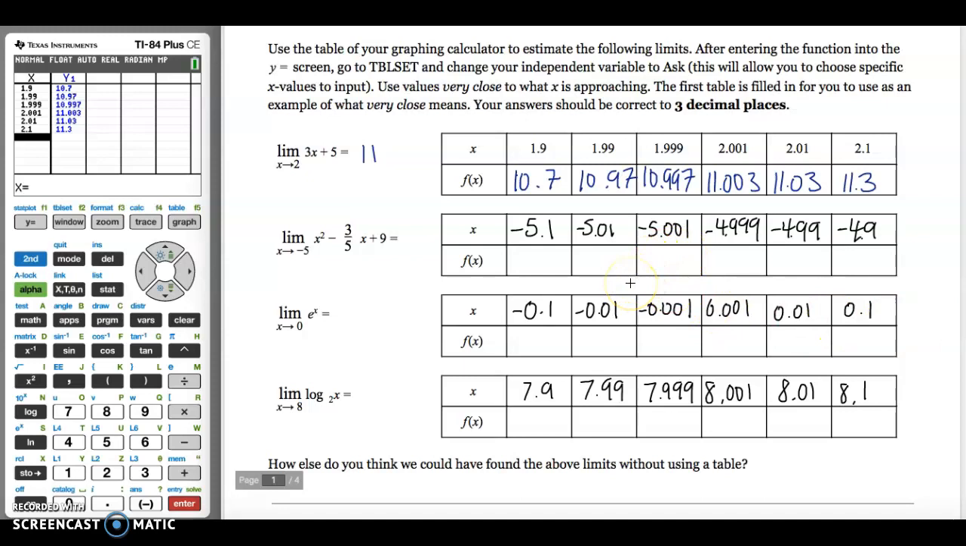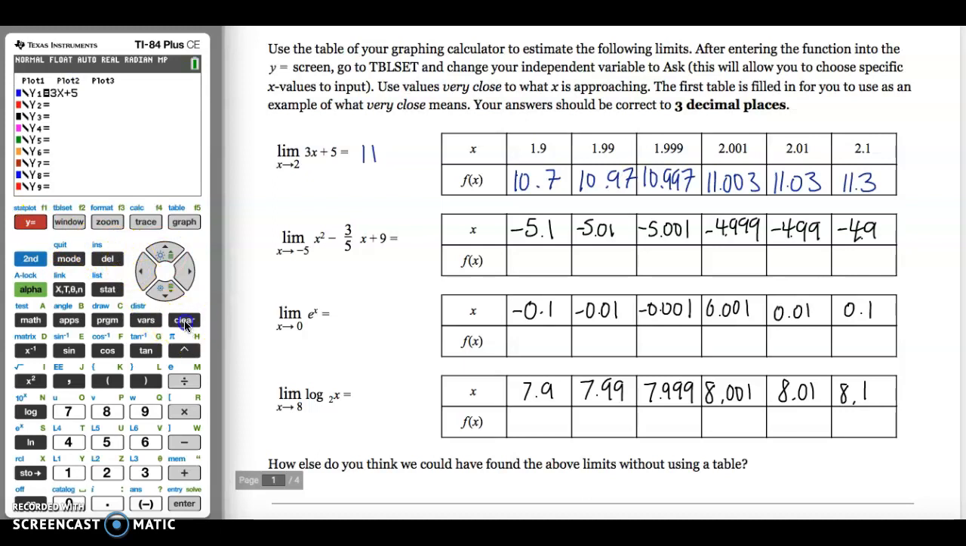All right, so let's go ahead and we'll practice on our calculator one more time. If you go up to the top, you can delete these. There we go, so that we don't get in your way. And then in my y equals screen, I can plug in this new equation right here. So we have x squared minus 3/5 x plus 9.